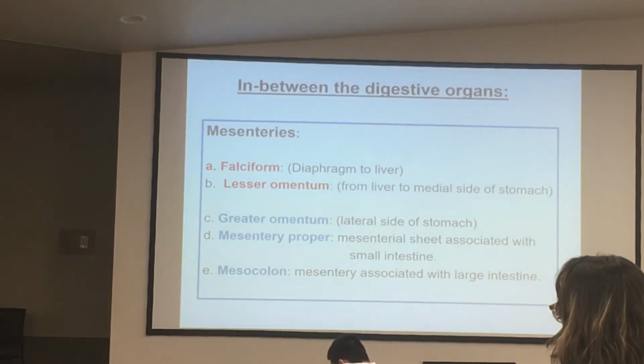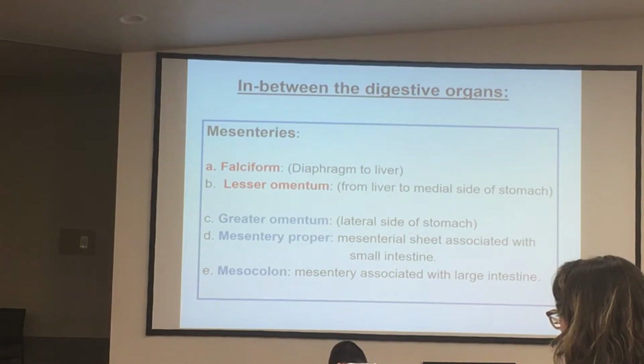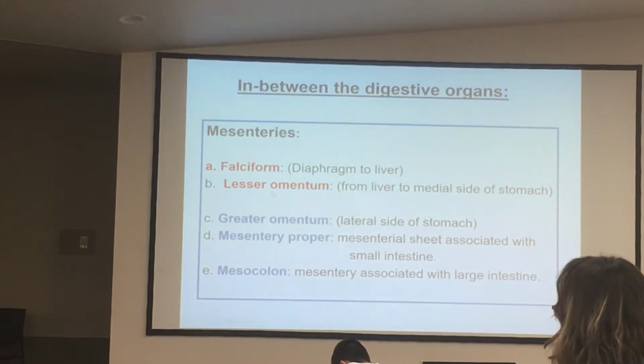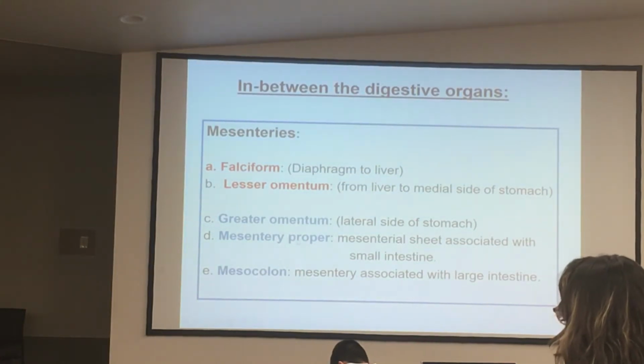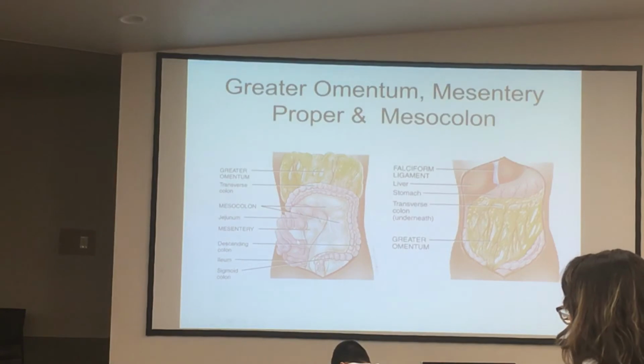Okay. Now I put a different color here. I think in between the digesting organs, how we hold them together, it's important for you to know this. Okay. Usually the falciform and lesser are on the top, close to the liver, and these three are close to the stomach and small and large intestine.